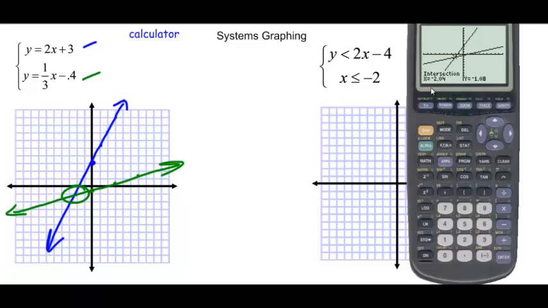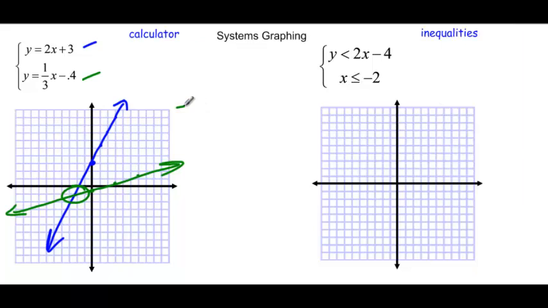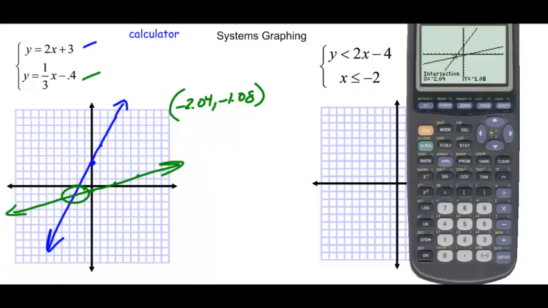So we have a point of negative 2.04 and negative 1.08. I believe that was right. Let me pull up the calculator again to confirm. And looks good. Okay, so notice that's how we can use the calculator. And again, we use that for finding the vertexes, zeros, whatever the case is.